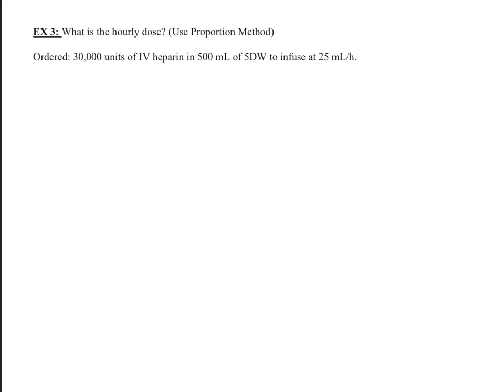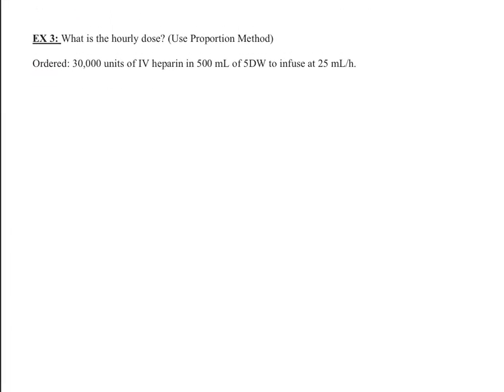Use the proportion method. So what we have ordered is 30,000 units of IV heparin in 500 milliliters of, that should be D5W, to infuse at 25 milliliters per hour. Alright, so the first thing we're going to do is go ahead and find H, D, and Q. Make sure they are in the right units. And if they are not, we're going to have to convert.